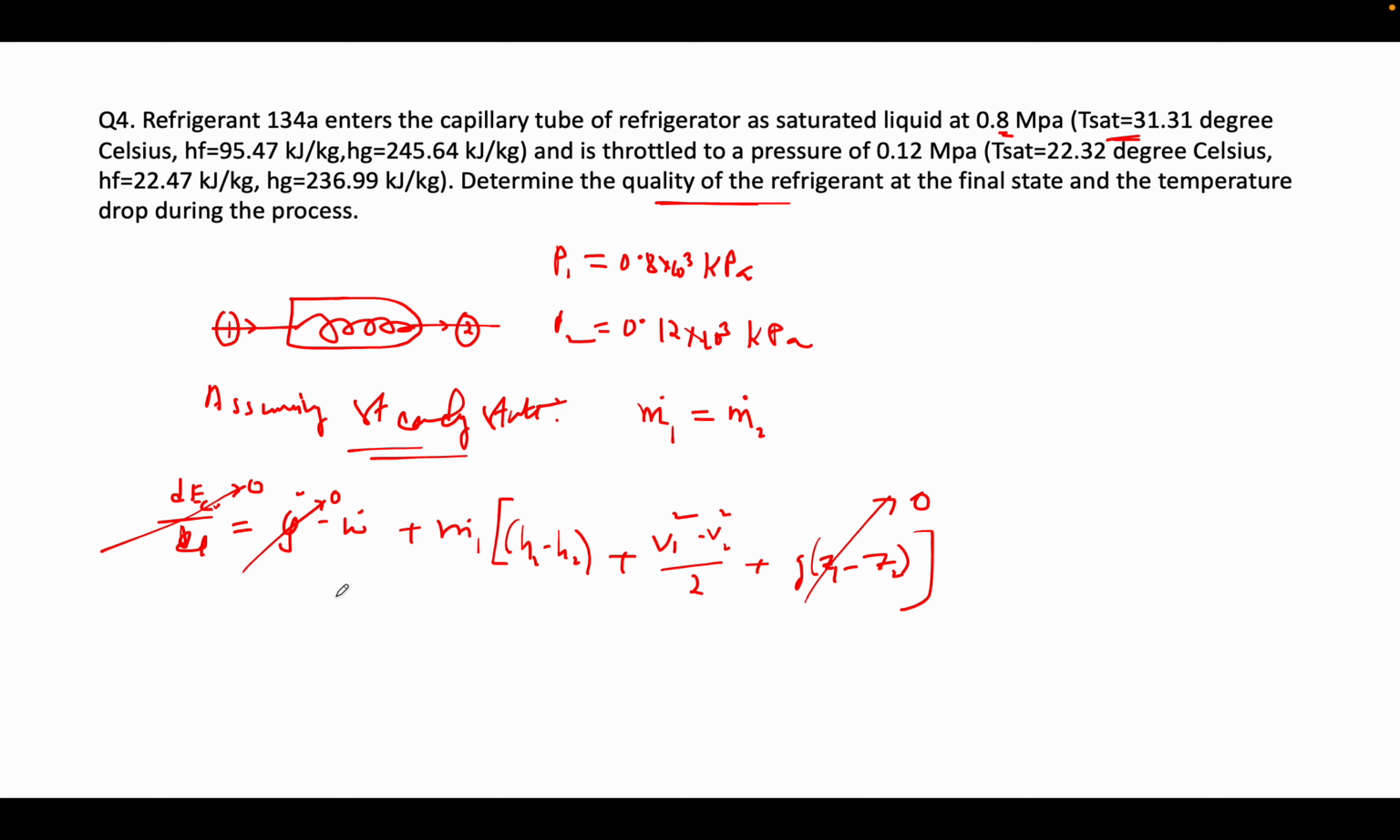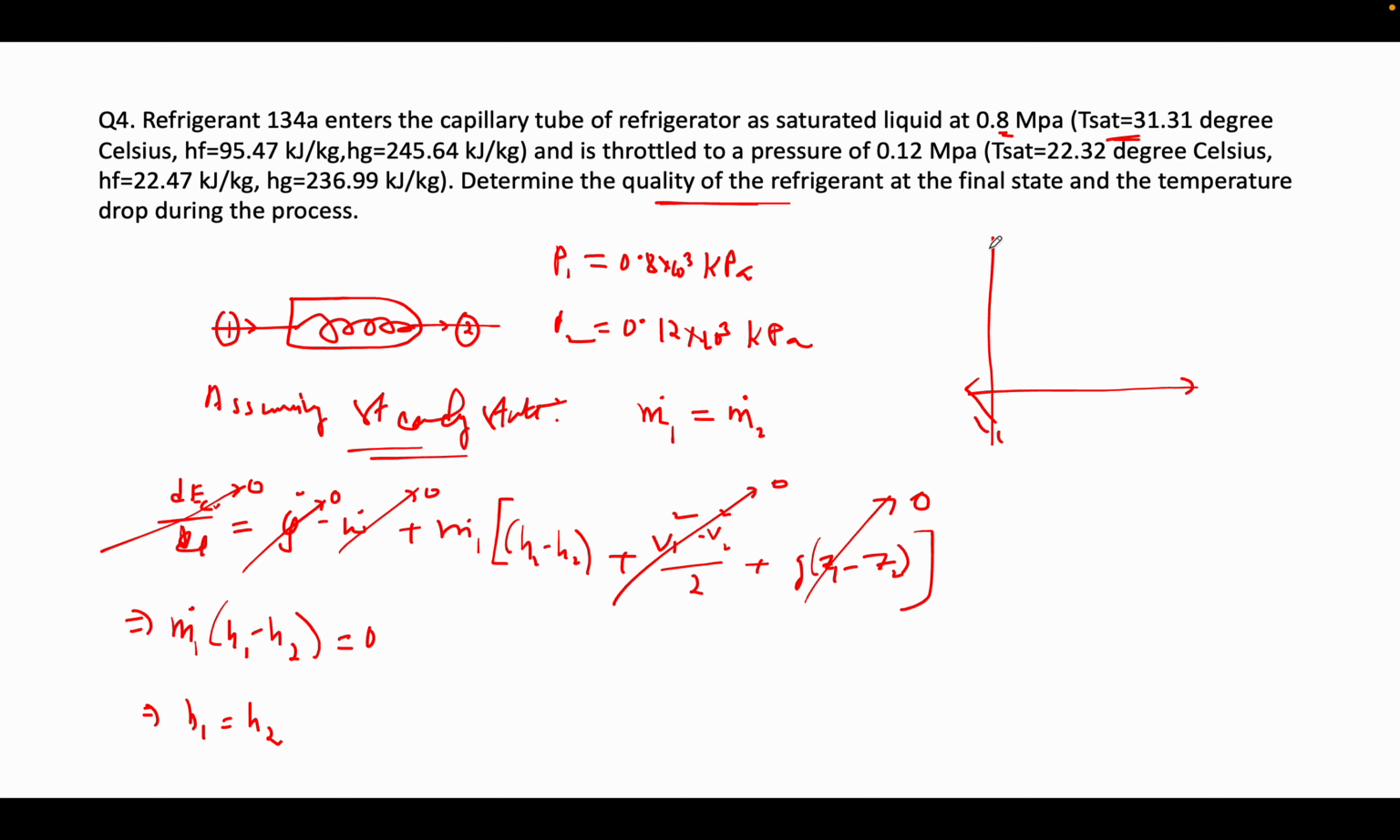It tells nothing about the work done also, so the work done will also be equal to 0, and the speeds are also equal to 0. Nothing is telling us, so they're neglecting kinetic and potential energy changes. What we are getting here finally is that m1 dot times (h1 minus h2) will be equal to 0, which will lead us to the condition that h1 is equal to h2. Now this is a huge advantage because from here we can do a lot of stuff.